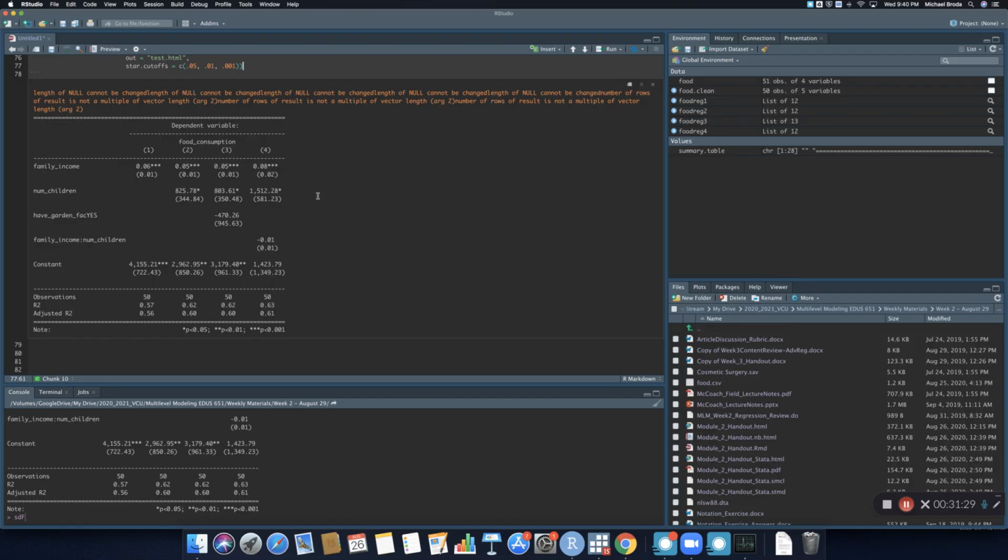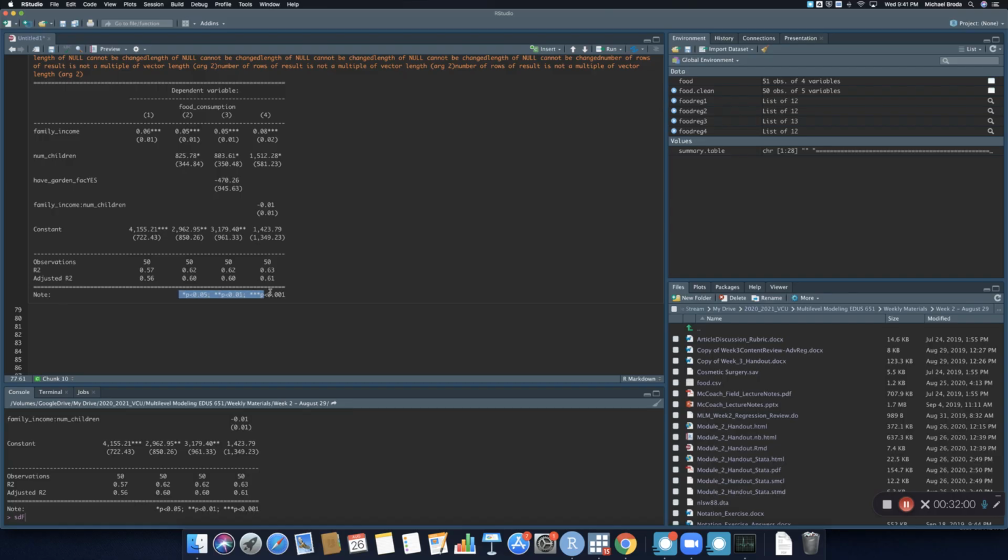And then look at that, folks. You get a really nice looking summary of all 4 regression models. So here's model 1, where family income was by itself. Here's model 2, family income and number of kids. 3, income, kids, and garden. 4, income, kids, and the interaction between the two. The standard errors are in parentheses. The number of observations, R squared, and adjusted R squared, and you even get the little key right here too.